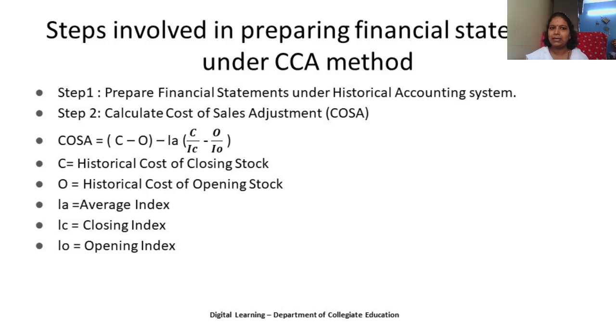What is the formula? COSA is equal to capital C minus capital O minus LA open bracket C divided by IC minus O divided by IO.